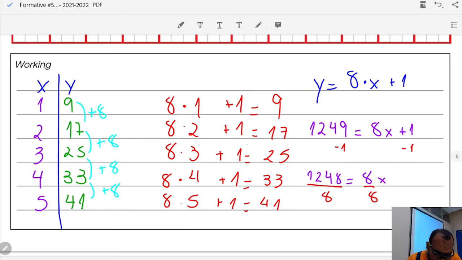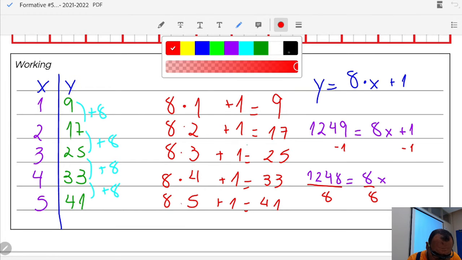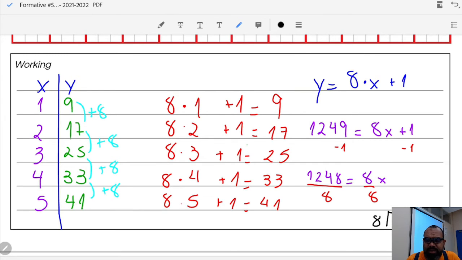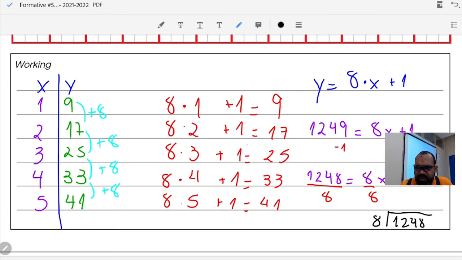And the second one, mister, I don't know. Let's divide 1248 divided by 8. Which number times 8 is 12? It is 1. 12 minus 8, it is 4. Bring it down 4, 44. Which number times 8 is 44 or close to it? It is 5.